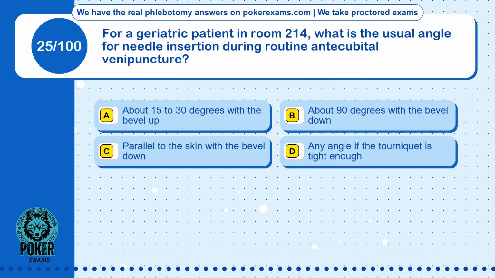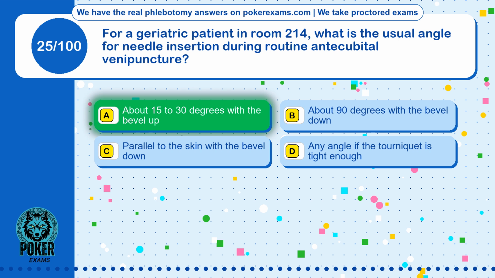Question 25. For a geriatric patient in room 214, what is the usual angle for needle insertion during routine antecubital venipuncture? Option A. About 15 to 30 degrees with the bevel up. Option B. About 90 degrees with the bevel down. Option C. Parallel to the skin with the bevel down. Option D. Any angle if the tourniquet is tight enough.